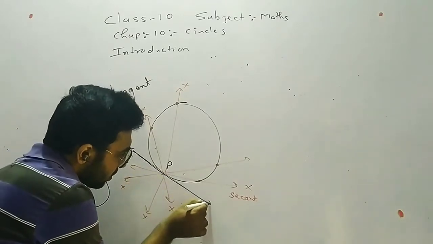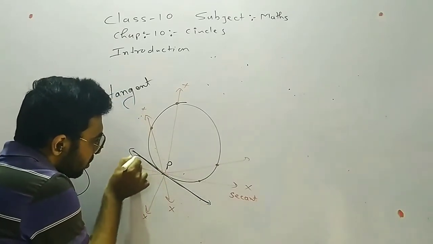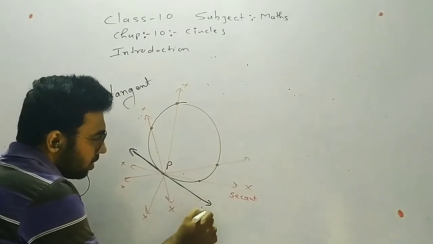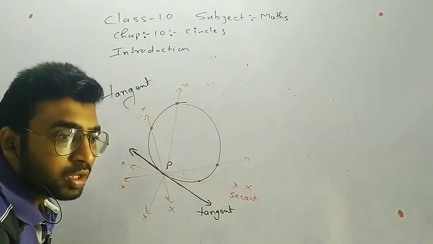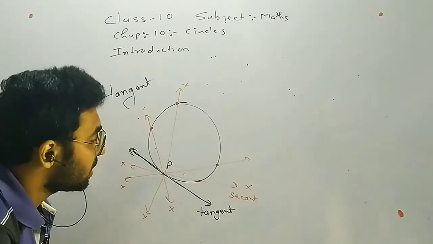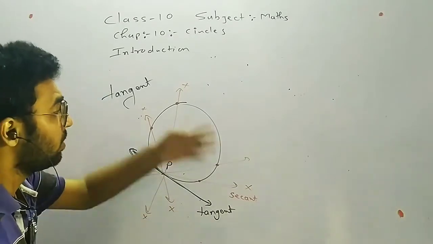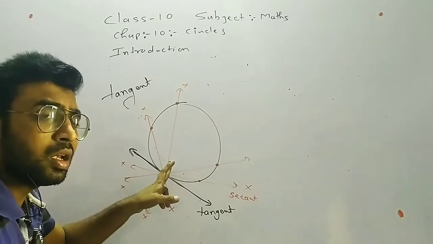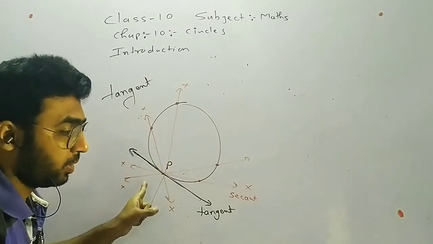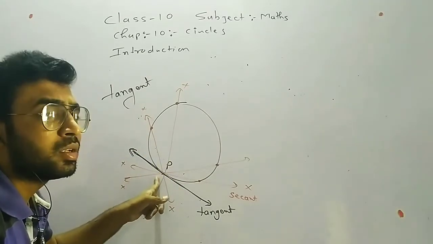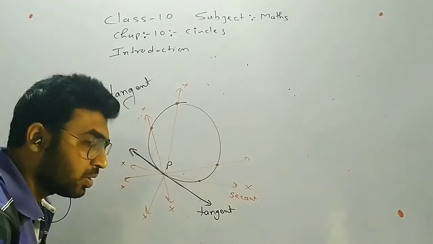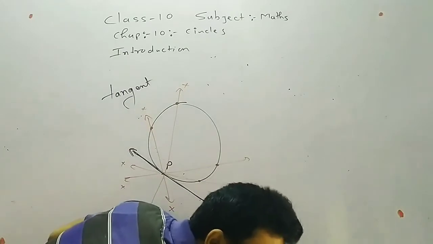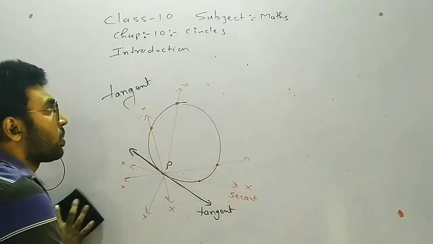This is the tangent. So, if a question arrives in the board exam, how many tangents are possible in a circle from a single point or the same point, then you can say only one tangent.